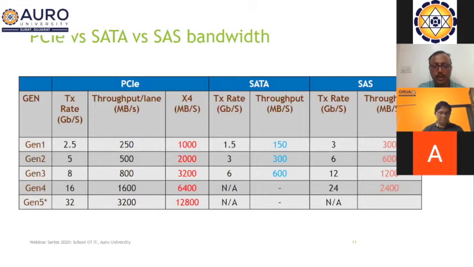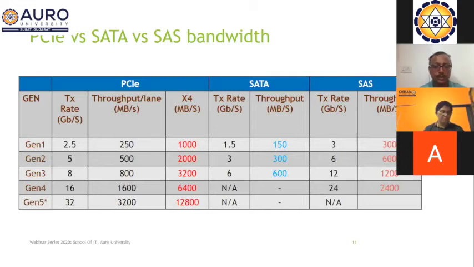They are probably using SATA drives, Gen 3 SATA drives, which give you a maximum of 600 megabytes per second. But take a drive which uses the PCI transport, and the maximum speed you get is 3.2 gigabytes per second. So now you can do the math, right?